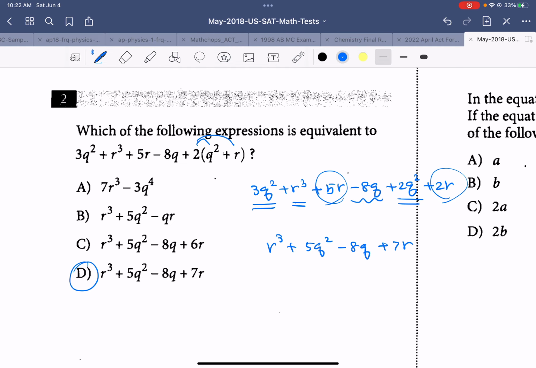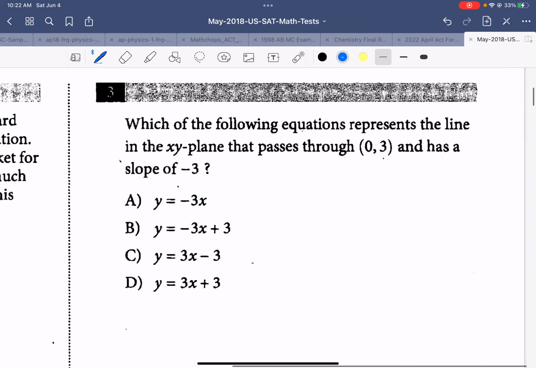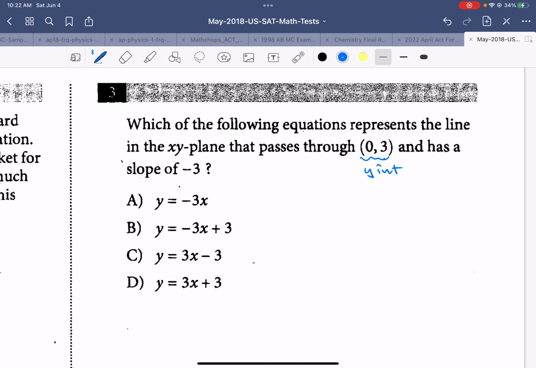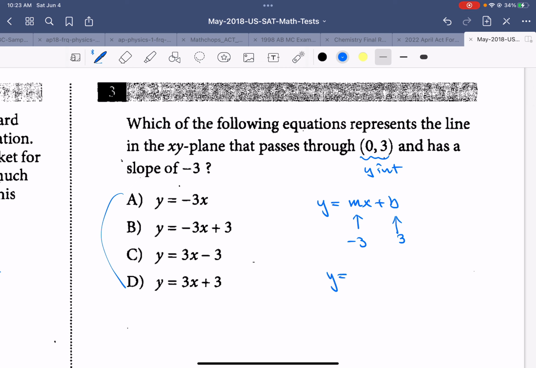Okay, that's collecting like terms. Now let's move on to number 3. Which of the following equations represents the line in the xy-plane that passes through (0,3)? That shows this is a y-intercept since the x coordinate is 0, and it has a slope of -3. If you look at the answer choices, this one is slope-intercept form. Slope-intercept form is y equals mx plus b. They give you the slope, -3, and the y-intercept is 3. So y equals -3x plus 3. The answer has to be B.